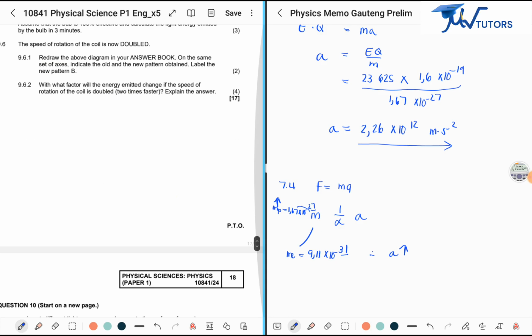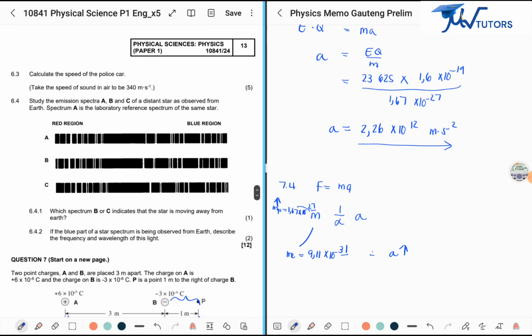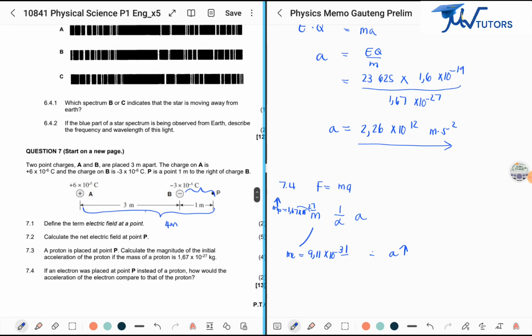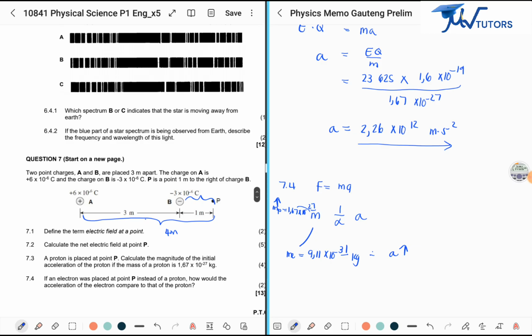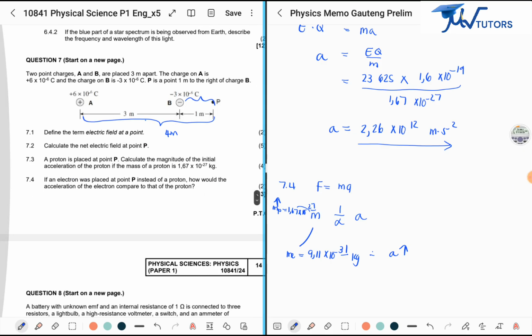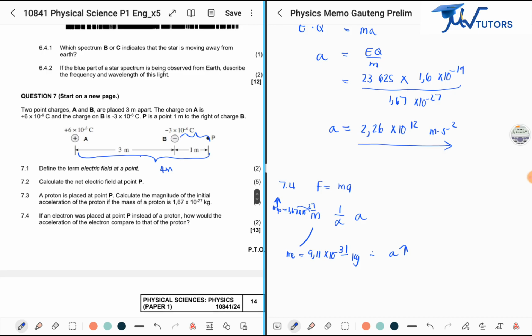Let's just go back to the question to make sure that I'm answering it. If an electron was placed at point P instead of the proton, how would the acceleration of the electron compare? The acceleration will definitely be bigger because the mass is smaller than the proton's mass. All right, and we are done with question 7.